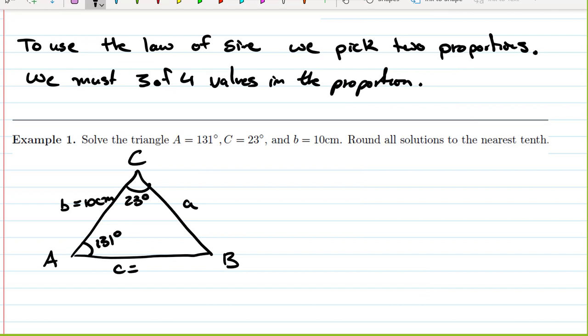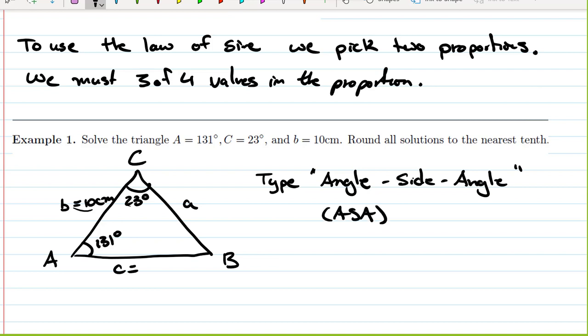So when we're determining what something is, we either need to go clockwise or counterclockwise and just read as we go. So if I start at A, I'm going to have an angle, I have a side, and then I have another angle. So this would be angle, side, angle. And notice if I start at C and go counterclockwise, I would have angle, side, angle again. So this is type angle, side, angle. So we abbreviate that usually as ASA.